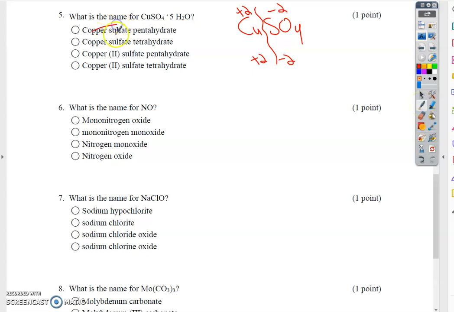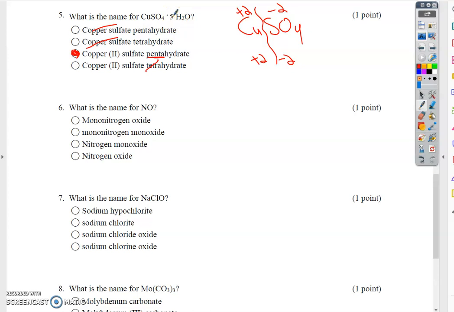So that's going to cross out those because they need Roman numerals. SO4 is sulfate. So right now, both of these are good. So we have to look at this part. 5 goes with penta. 4 is tetra. So we end up getting this. Copper 2 sulfate pentahydrate. When it's a hydrate, these coefficients out front, they get the same prefixes that we use for covalent compounds.